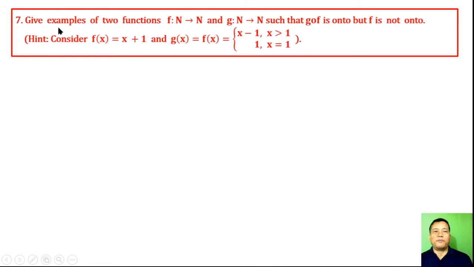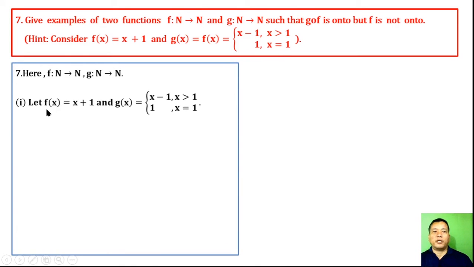Question number 7: give examples of two functions f from N to N and g from N to N such that g o f is onto but f is not onto. Consider f of x equal to x plus 1 and g of x equal to x minus 1 when x is greater than 1, and 1 when x equal to 1.